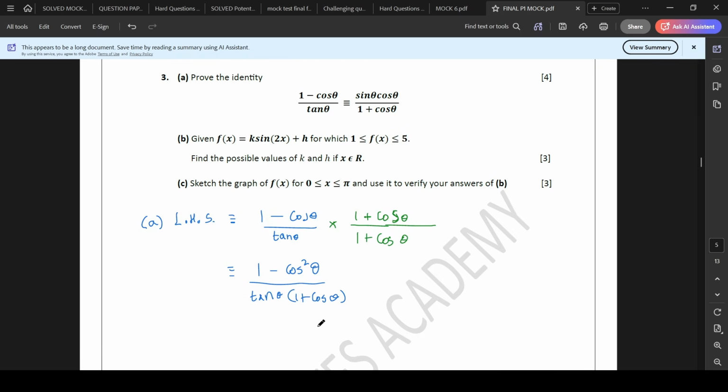Now I can say that 1 minus cos square theta is written as sine square theta, because of course I know there is a formula of sine square theta plus cos square theta equal to 1. So from there I can say that sine square theta is equal to 1 minus cos square theta. Now this is divided by tan theta times 1 plus cos theta.